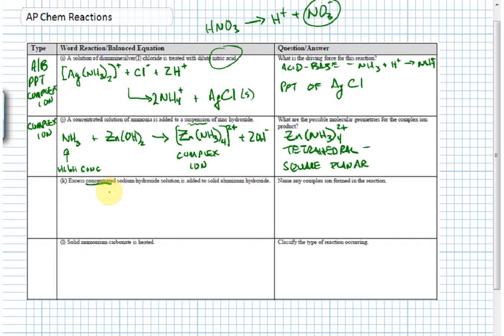Concentrated sodium hydroxide solution is added to solid aluminum hydroxide. So again, sodium ion, always going to be a spectator. So we're just going to write the sodium hydroxide as OH minus. We know sodium's always going to be a spectator. Reacting with aluminum hydroxide. Be careful with writing the formulas for those ionic compounds.